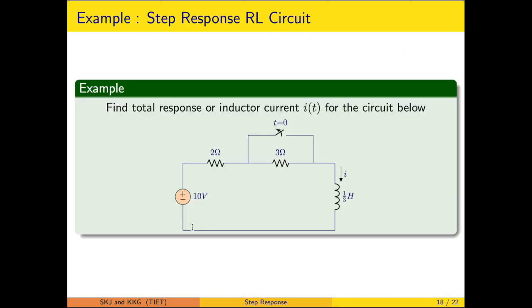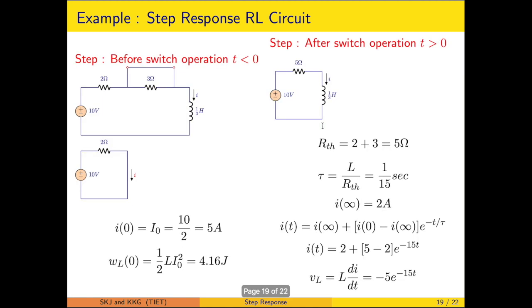Now consider another example for the RL circuit. Here the switch is opened at time t equal to 0. Before that the switch was closed, and we are interested in finding the inductor current. When the switch was closed, it is represented by a short circuit. Because of this short circuit, this 3 ohm resistance will be ineffective. So the circuit resistance will now be the 2 ohm. When this source remains active for a sufficiently long time, the current through this inductor will be I0, which is 10 upon 2, 5 ampere.